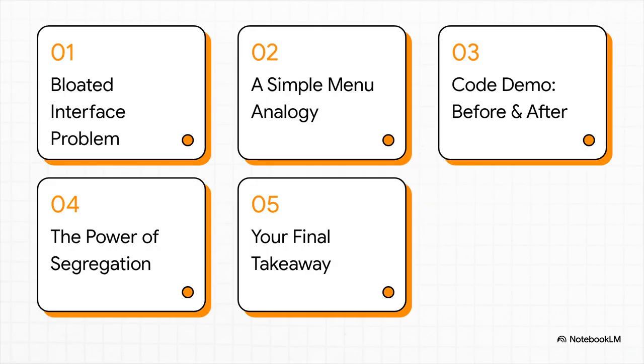So here's our game plan. First, we're going to dig into the bloated interface problem. Then, we'll use a super simple analogy to make it all click. After that, we'll jump into some code to see a before and after. And finally, we'll talk about the real power of segregation and what you should take away from all this.